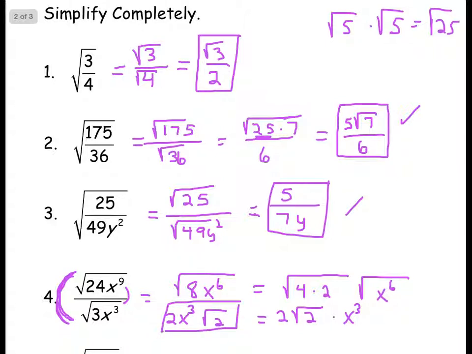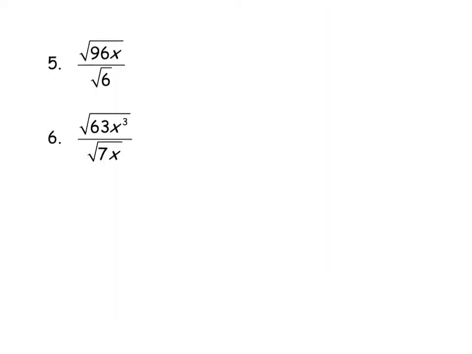Okay, so let's do a few more. On these next two problems, I have the square root of 96x divided by the square root of 6. I can divide 96 by 6 and get the square root of 16, and then I have an x, and on the bottom I just have a 1. I can easily see that the square root of 16 is 4. I cannot take the square root of x, so that is my answer, and I don't need to write the 1 in the denominator.